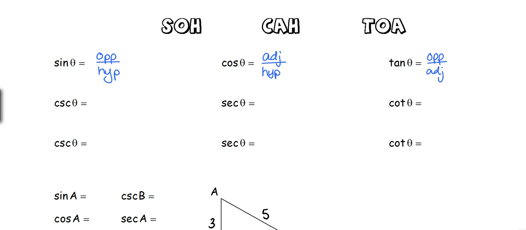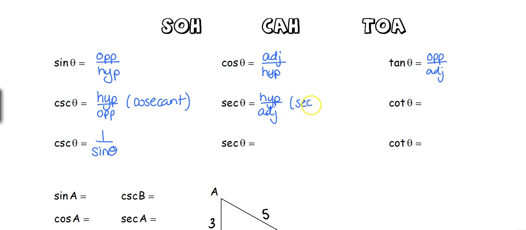Then we've got some new ones. Cosecant is the reciprocal of sine. So instead of opposite over hypotenuse, it's going to be hypotenuse over opposite. And this is your cosecant. We can also think, again, it's the reciprocal of sine, so it could also be 1 over sine of theta. Your secant is the reciprocal of cosine, so instead of adjacent over hypotenuse, it's hypotenuse over adjacent. Again, we've got our secant there, which could also be seen as 1 over cosine of theta.